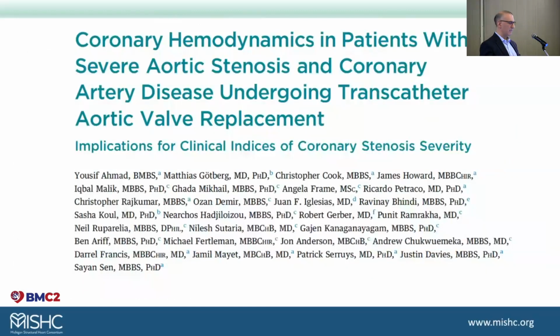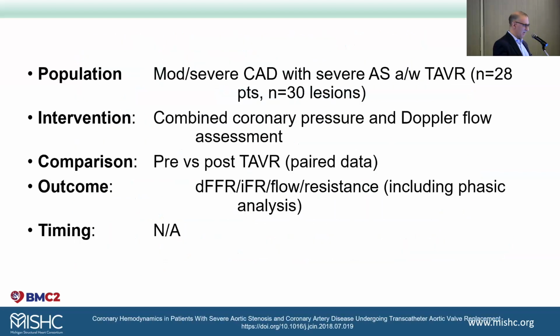Quick deviation from what we've talked about so far is the assessment of the hemodynamics of a lesion, FFR, at the time of pre-TAVR or peri-TAVR assessment. This is a population of moderate to severe CAD with severe AS, 28 patients with 30 lesions. Combined coronary pressure and Doppler flow assessment, pre and post TAVR, and the outcomes were DFR, iFR, flow resistance, including phasic analysis.